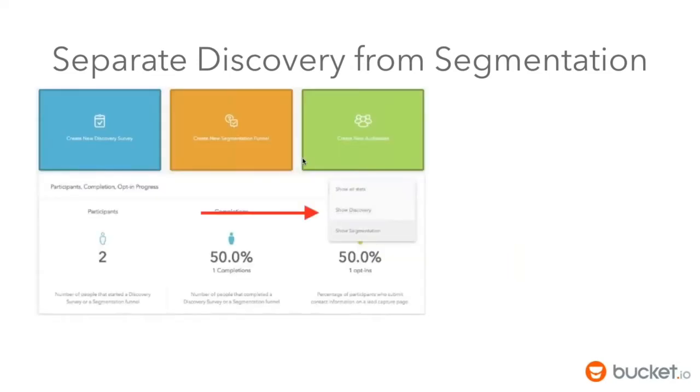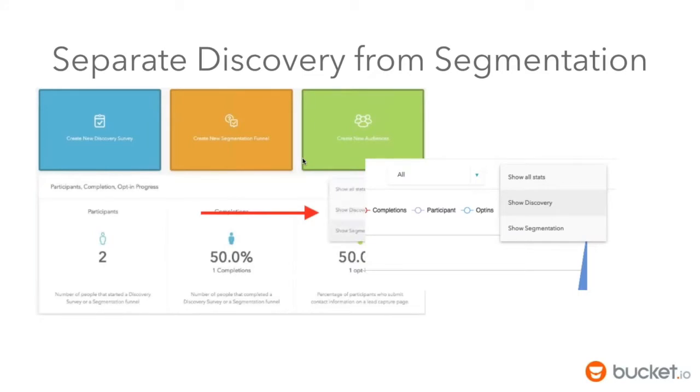All right, and you have the ability to actually separate your results from discovery or segmentation, which is very important for obvious reasons. When you're looking at your segmentation funnel information, you're going to want to use that information differently from how you would use the information from your discovery survey. So that's a really important feature to note right here.